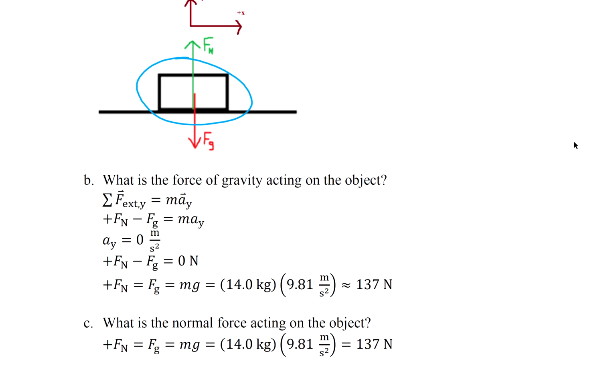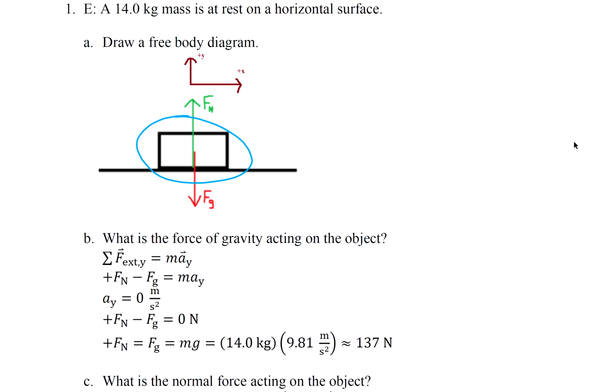Part B, what is the force of gravity acting on the object? For part B, I used sigma F sub y equals ma sub y. I'm only looking at the forces on the y-axis. So we have plus force of normal minus force of gravity equals ma sub y. A sub y is 0, so force normal equals force of gravity. Force of gravity is mg.